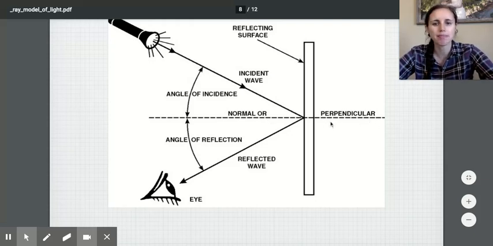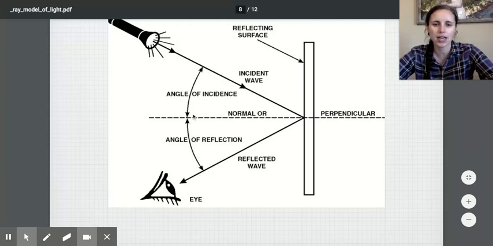What it helps us to measure is the angle of incidence and the angle of reflection. So the angle of incidence is the angle between the incident ray and this normal. You can see this angle here. It could be a really big angle if the light ray's coming in like this. It could be a really small angle if the light ray's coming in like this. We also here have the angle of reflection. So again, the angle of reflection is between the reflected ray and the normal.